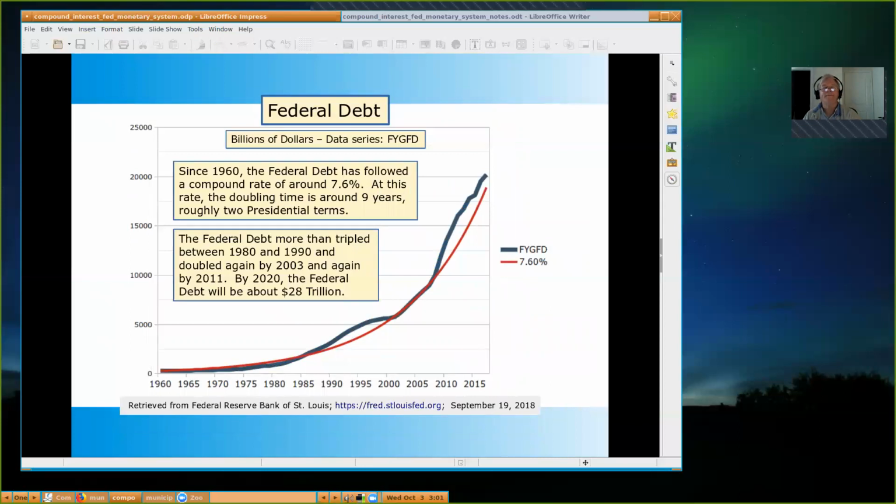The federal debt. We all want to hear about that. Okay, so in the matching that I did, the compound rate is around 7.6%, so that's higher than M2. And the doubling time is around 9 years. So interestingly, the federal debt will double in roughly 2 presidential terms, which we have seen. It doubled under Bush, then it doubled under Obama, and I am quite certain it will double under Trump.